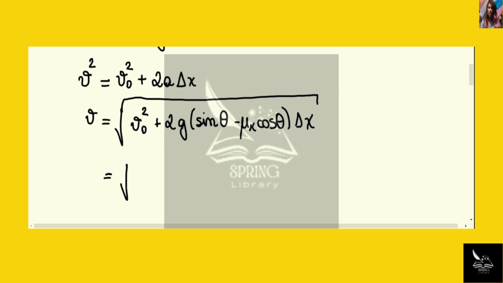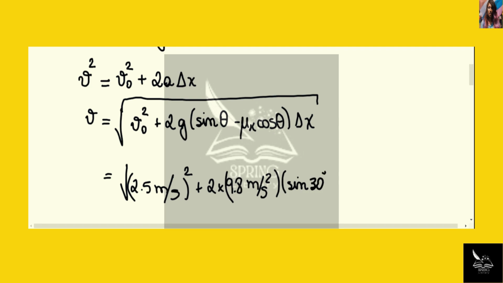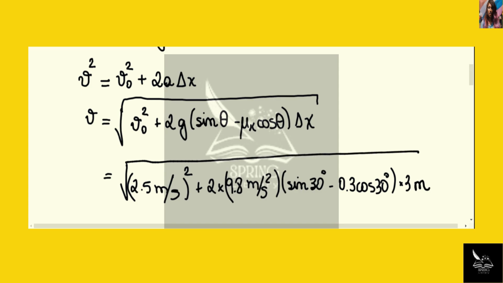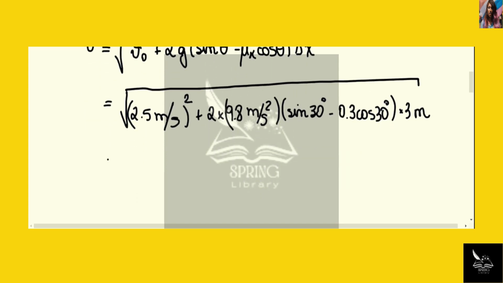Now v0 is 2.5 meters per second. I have to square it, plus 2 times 9.8 meters per second squared times the sine of 30 minus 0.3 times the cosine of 30, times delta x, which is 3 meters. That's the length of the inclined plane. So v is equal to 4.51 meters per second, which is the answer to our exercise.